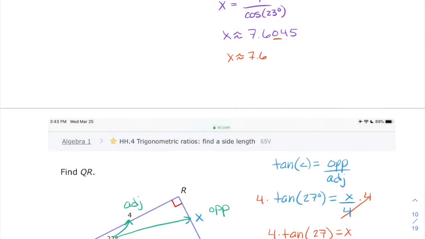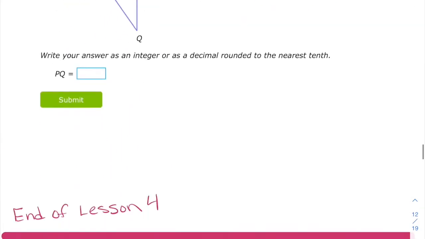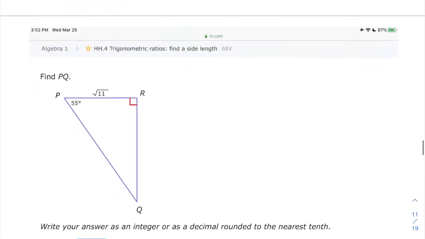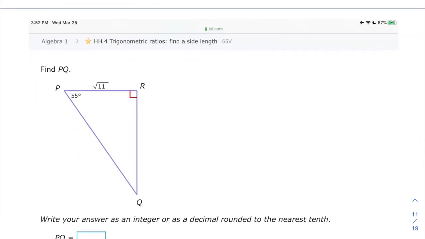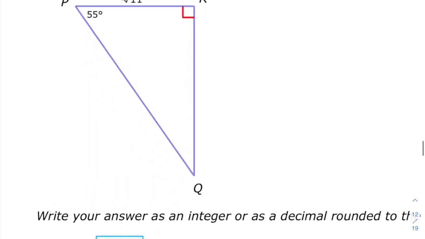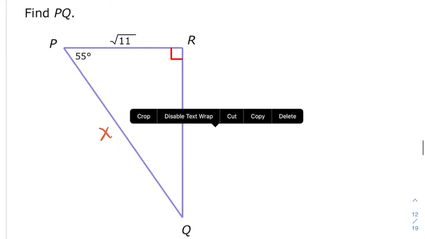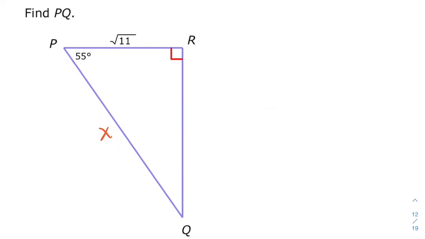Okay. Yeah. So now I'm just going to do one more problem. And it's because it's a radical. But don't be afraid of this, okay? Let's look at this one. It wants PQ. So right now I'm going to put in an X for PQ. The question is, what trig function? Well, let's take a look.